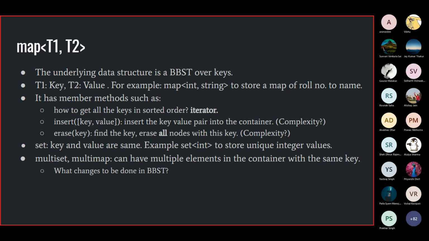So I have a BBST over all the keys. Keys are the first element. For the example map, which is integer to strings, I have some integer values that are the keys of my balanced binary search tree. So how can I get the keys in sorted order? In order traversal. Yeah, okay. So this is what an iterator does, right?